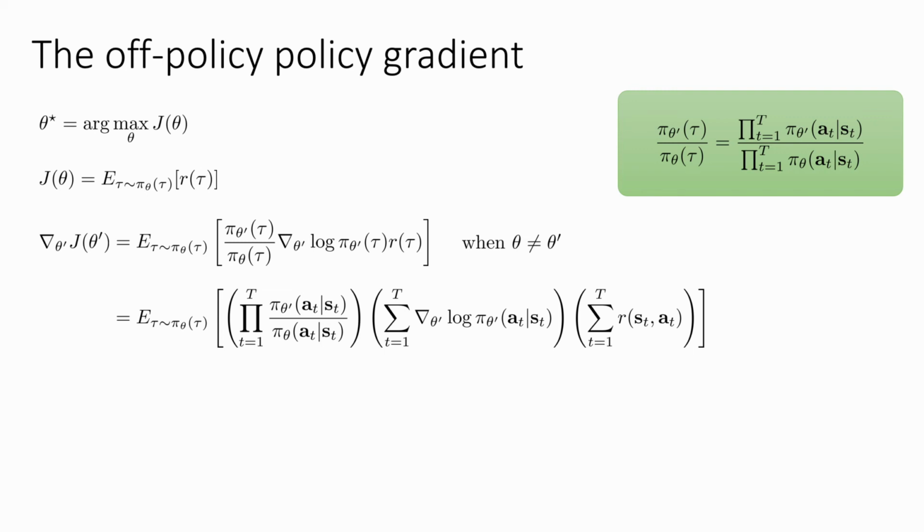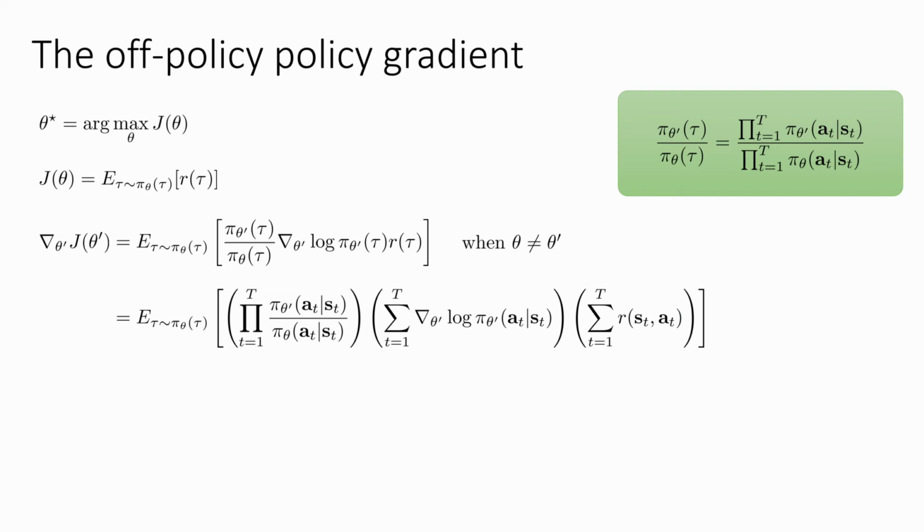Can someone tell me, why is it a bad idea to do this? What might go wrong with this formula? The hint is, what if capital T is really big? Yes? I guess you can drive it to 0 if you keep multiplying by a fraction or blow it up the other way.